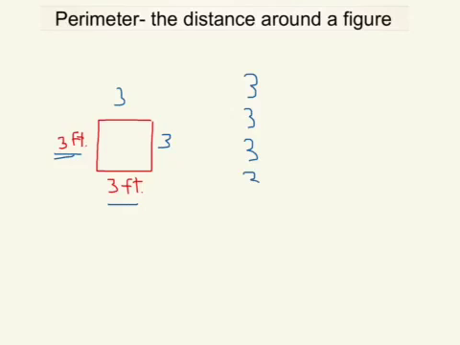So now to find the distance around the figure, we can take our 4 sides that are 3 feet each, and of course add them together. And think 3, 6, 9, 12 feet is our perimeter.